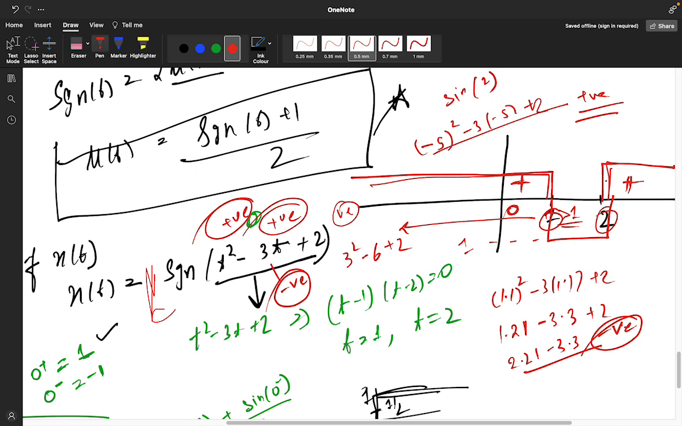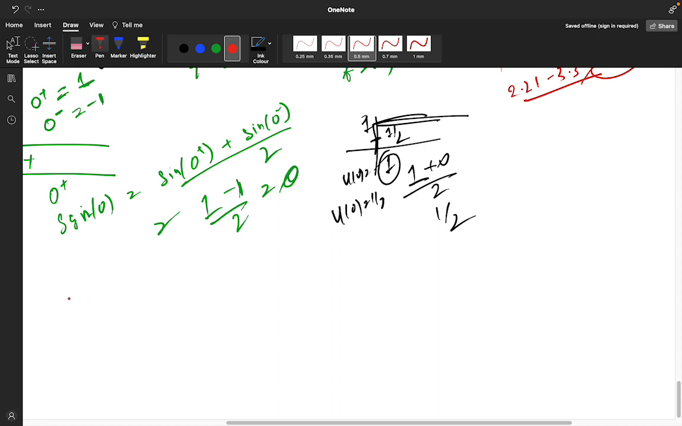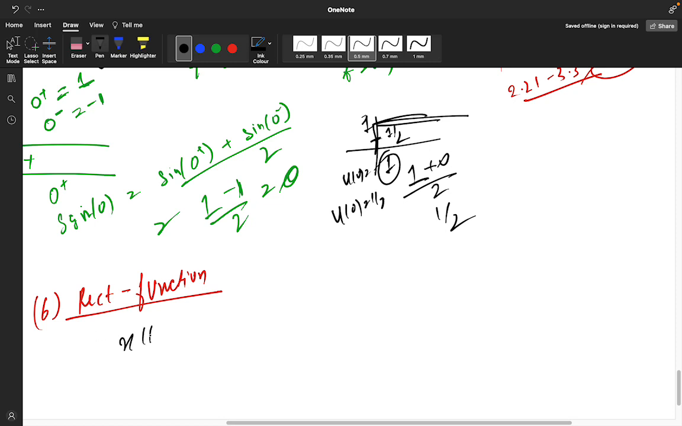Okay. So this was the concept of signum functions. Now write the next function, that is your important function, the rectangular function. We call it the rect function. So how is it denoted? x of t, that is your rect function, is denoted by A rect t by tau. So this is the notation.